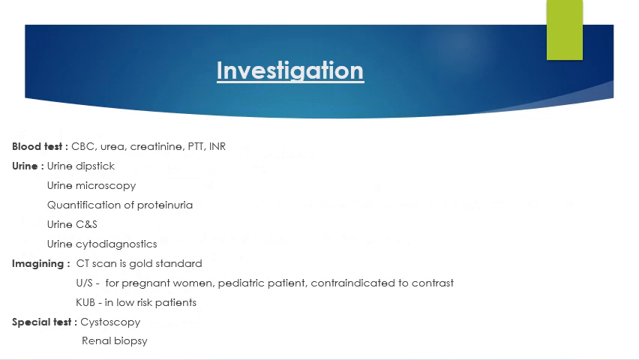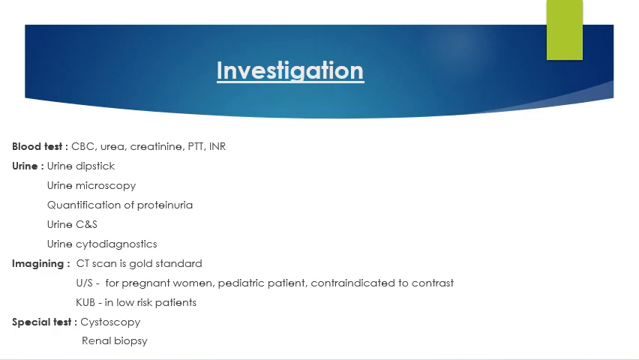Investigations. Blood investigations include CBC, urea, creatinine, PTT, INR. Urine test. Start with urine dipstick test. In order to confirm the above finding, or if the above findings are negative, consider urine microscopy. Quantification of proteinuria is done by 24-hour urine protein test or spot urine protein to creatinine ratio. Urine culture and sensitivity to rule out infection.